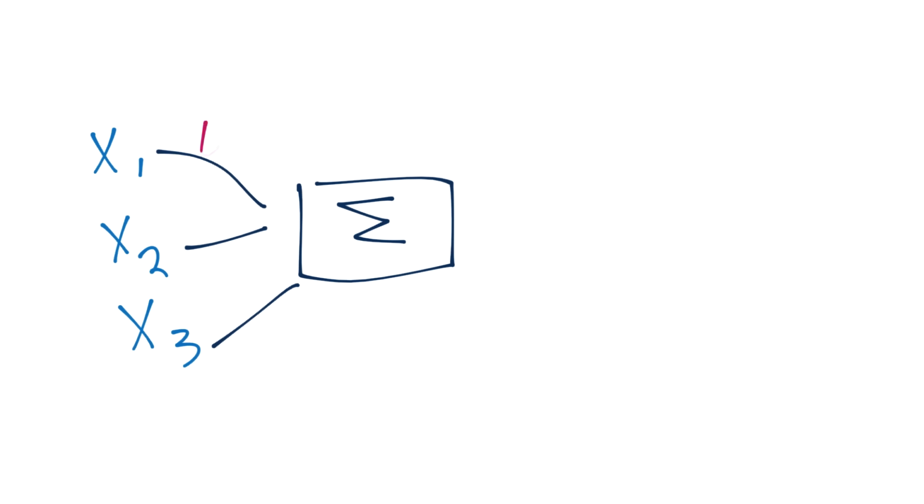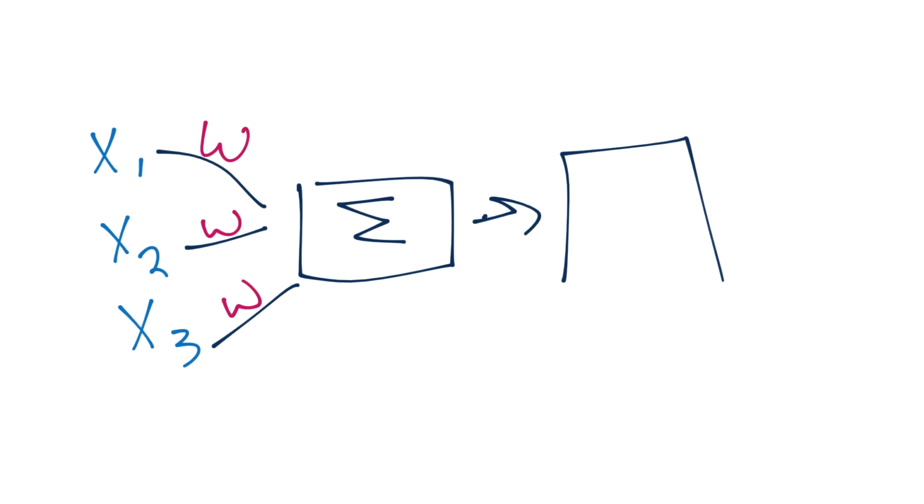But remember, we also have those weights. Each of the inputs has a unique weight that gets multiplied against the input data, and then we sum it together. Finally, and this is where the artificial neural network comes into play, we have an activation function, and this activation function is meant to simulate a neuron actually firing or not.